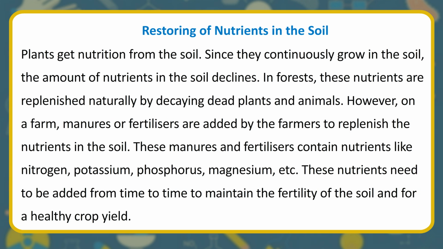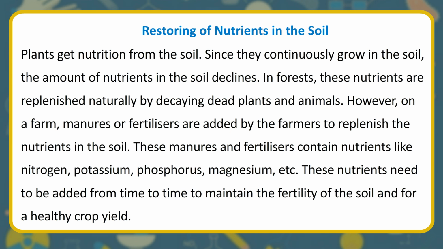Restoring of nutrients in the soil. Plants get nutrition from the soil. Since they continuously grow in the soil, the amount of nutrients in the soil declines. In forests, these nutrients are replenished naturally by decaying dead plants and animals. However, on a farm, manures or fertilizers are added by the farmers to replenish the nutrients in the soil.